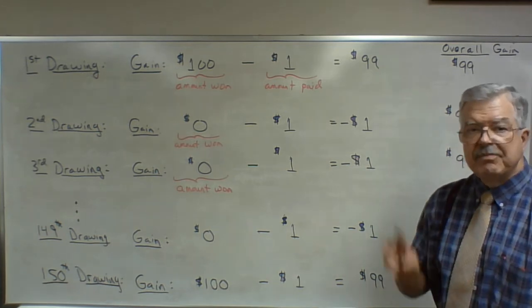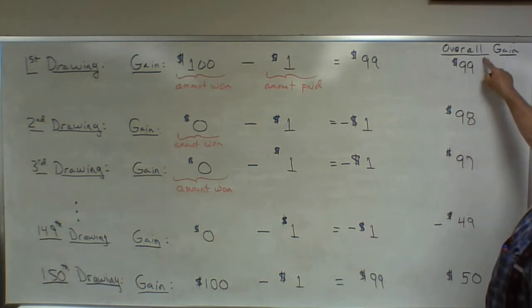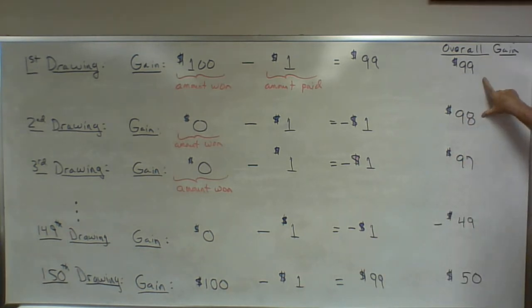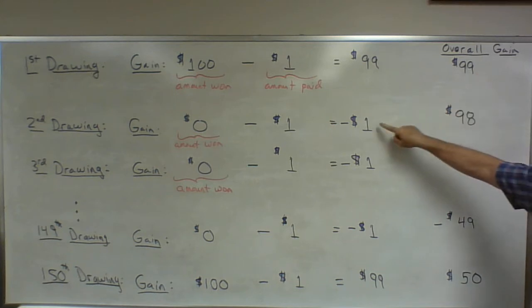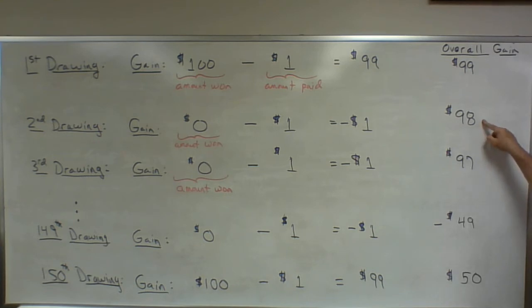Overall, though, over two drawings, they're still ahead. Their overall gain over the first two drawings is now $98. After the first drawing, it was $99, but their gain for the second drawing was -$1. So overall, after two drawings, they're still up. Their overall gain after two drawings is $98.